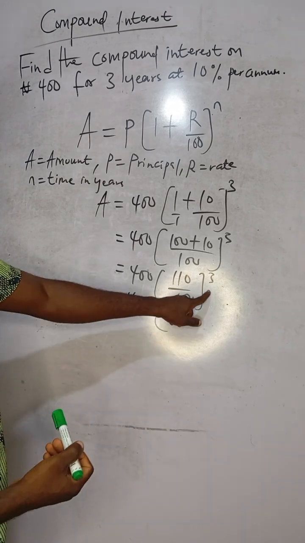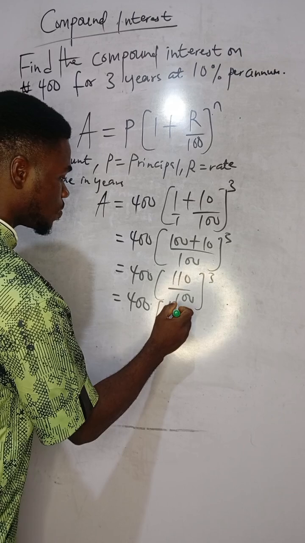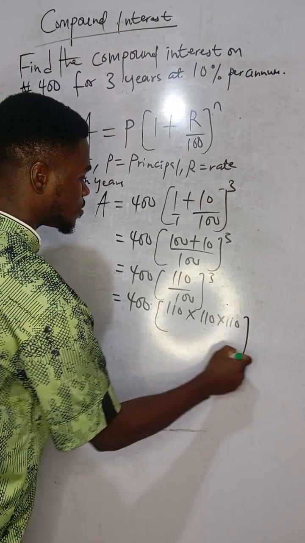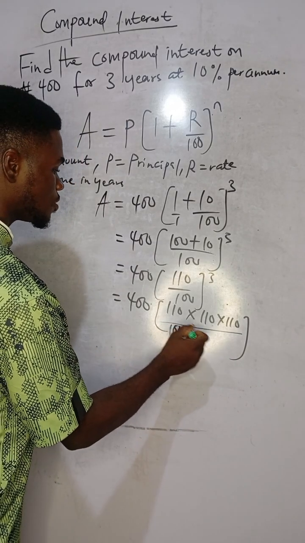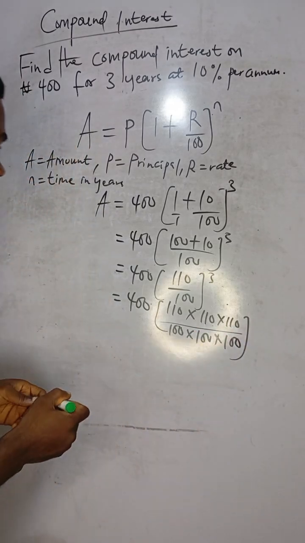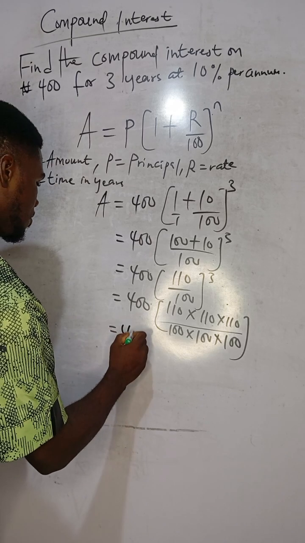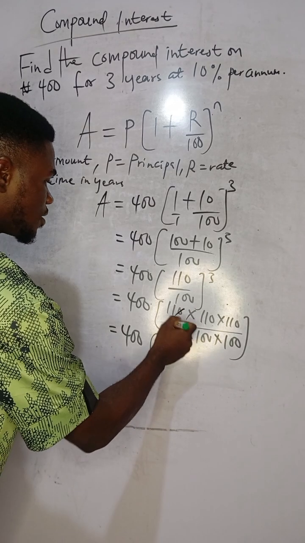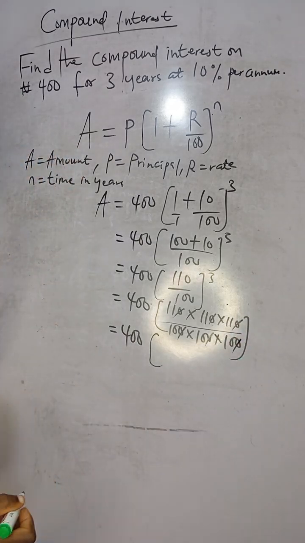Remember that this power of 3 means these values are multiplied 3 times. So I'm going to have 110 times 110 times 110 over, coming down to the denominator, the same thing is applicable, 100 times 100 times 100, which is going to be equal to 400 brackets. Now this 0 can cancel this 0 here. This 0 can cancel this 0 here. This 0 can cancel this 0 here.